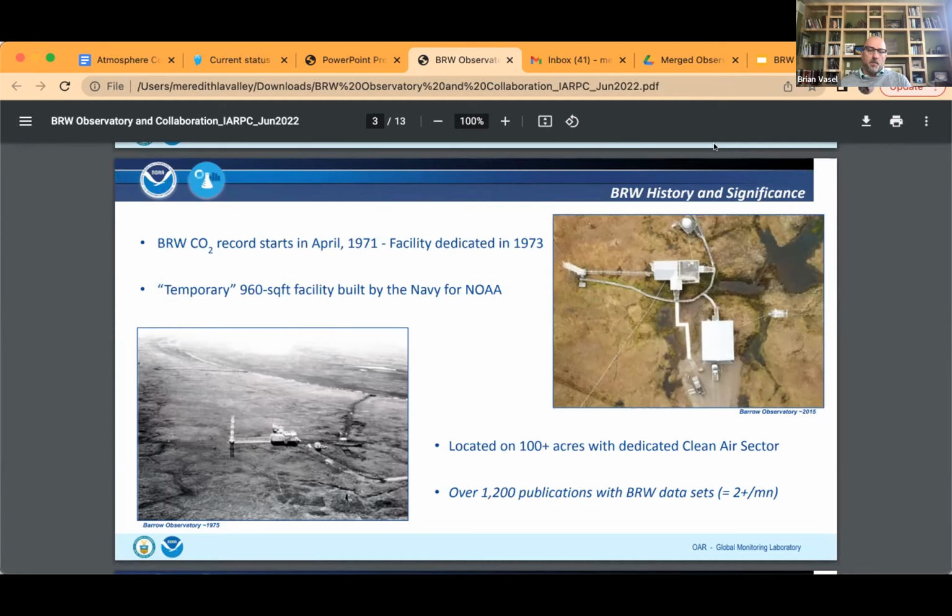And I think what you'll see with our new observatories, we've really tried to up the ability for us to support science at a world-class facility along the North Slope.